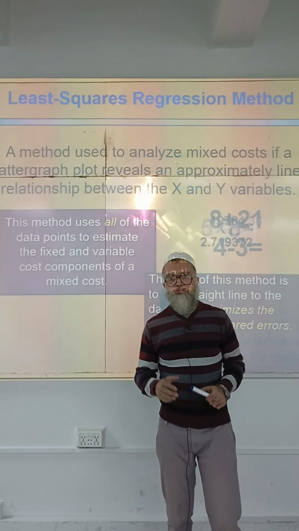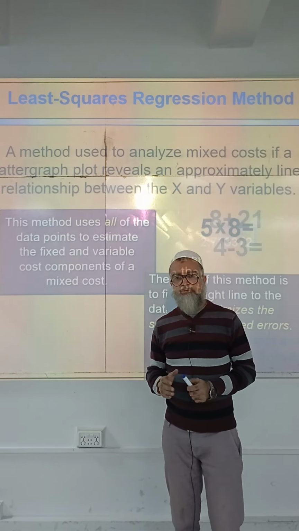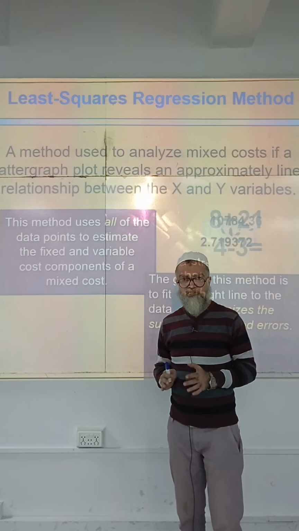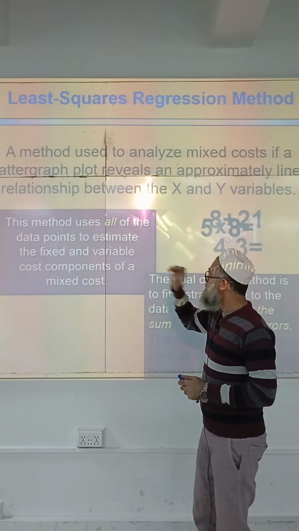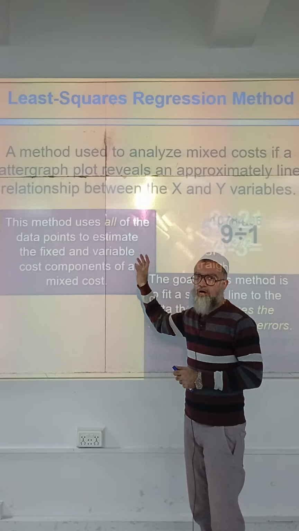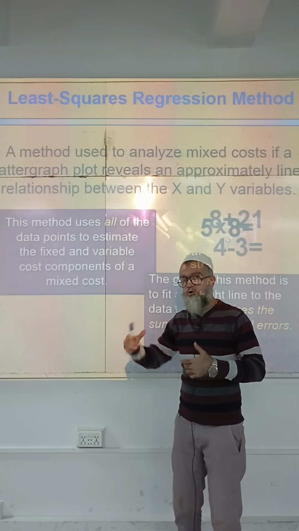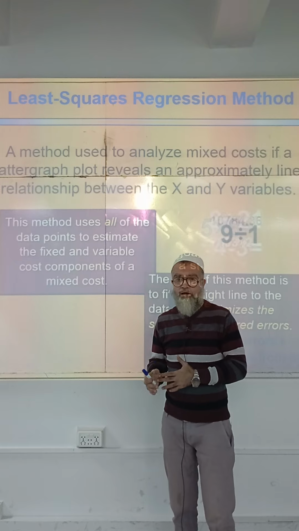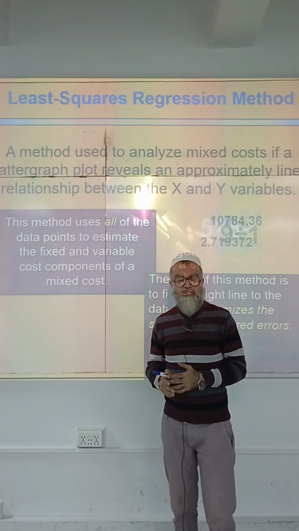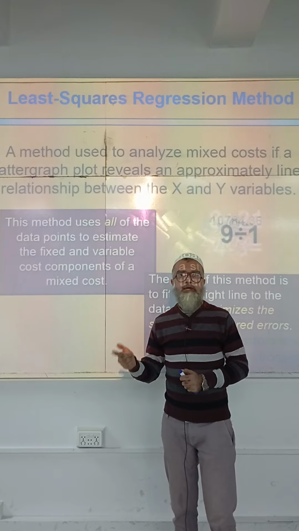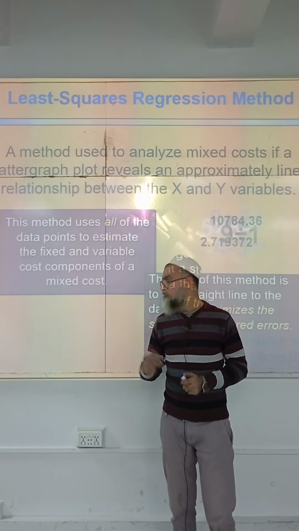The third method to find out fixed cost and variable cost from mixed cost is called least squares regression. This is a statistical method which tells you about the relationship between x and y, which are the two variables which we have. Now this method is called the best method. Why? Because it takes all the data points into account as compared to the first one, scatter graph, which only takes 1, and the second one, high-low, which takes 2.